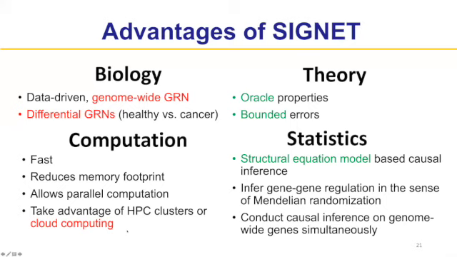And computationally, we can take advantage of HPC, and more importantly, cloud computing to make it much faster. On the right-hand side are some nice properties in terms of statistical theory and modeling. We prove the oracle properties, and the errors are bounded. This means that if we have a large enough sample size, we always get the correct connections and regulations. This is all based on the structural equation model and is connected to the Mendelian randomization that people use in practice.